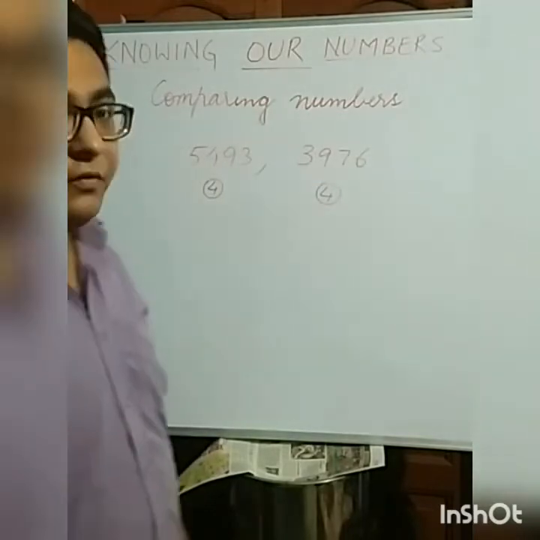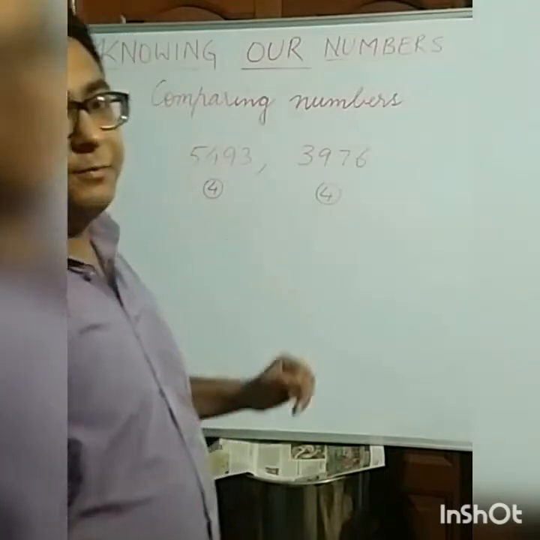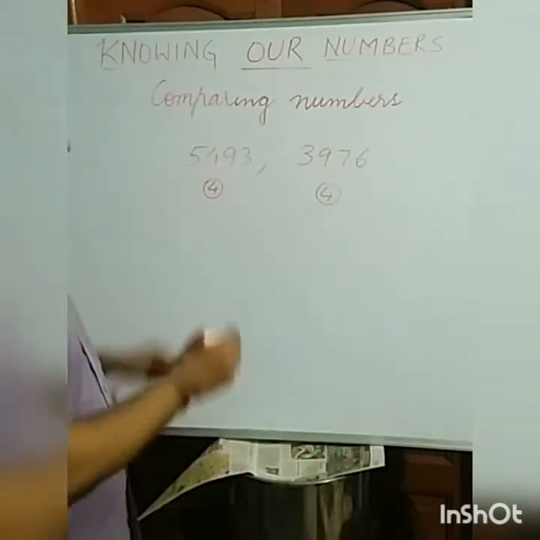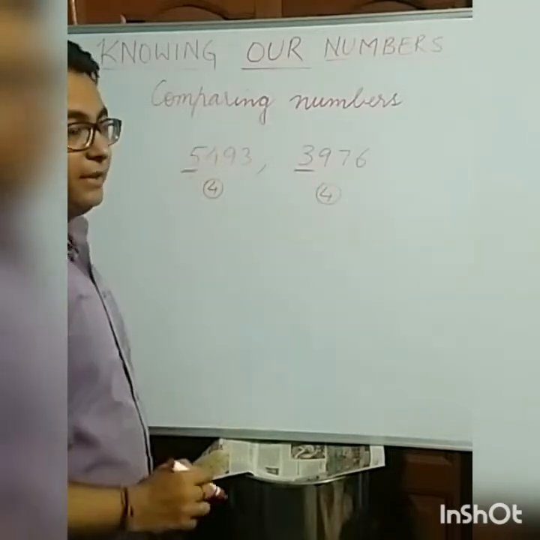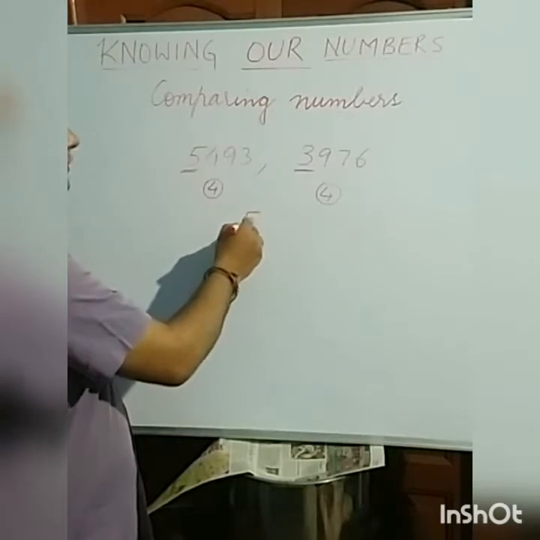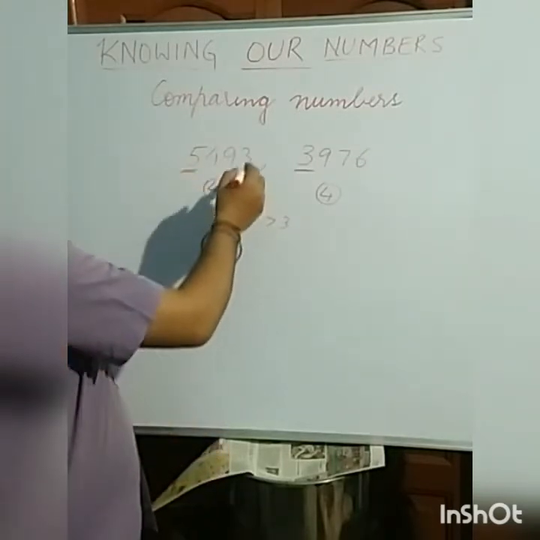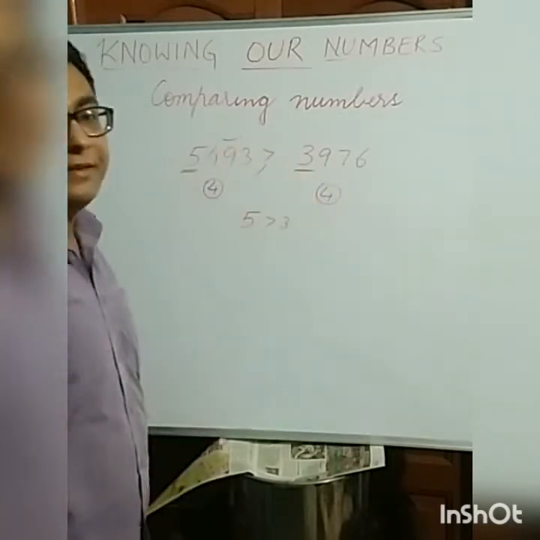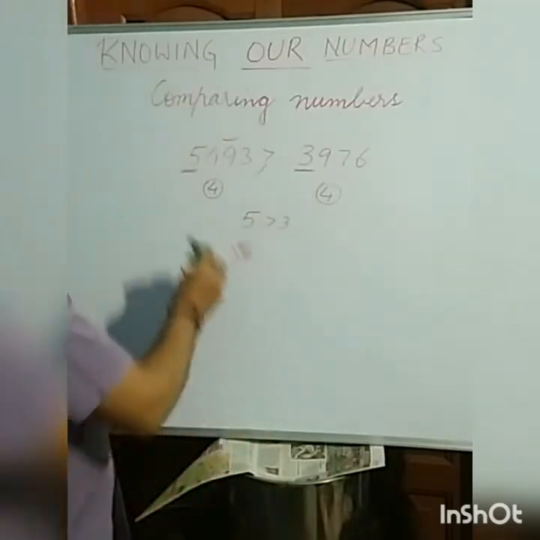Now in this case what we do is we see the digit at the highest place value. The highest place value digit of this number is 5. Here the highest place value digit is 3. As we all know that 5 is greater than 3. So the first number, that is 5493, will be greater than this number 3976. Now another example.